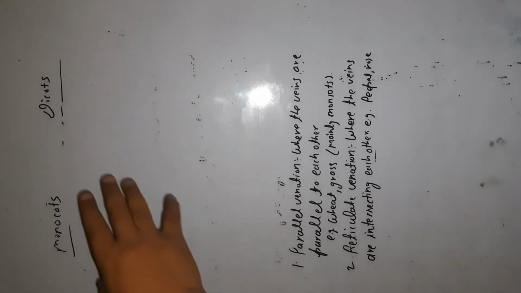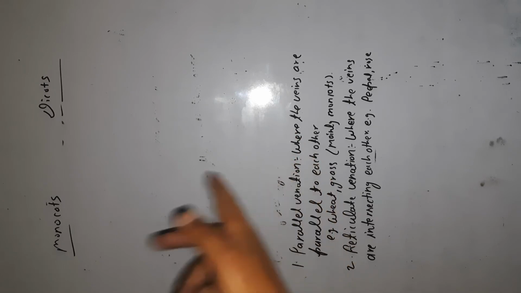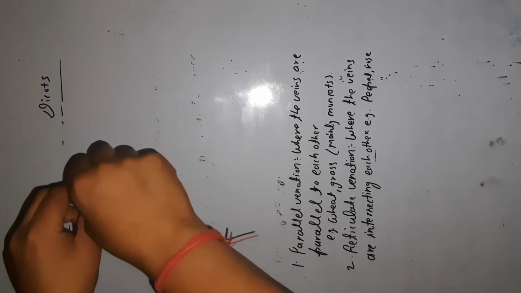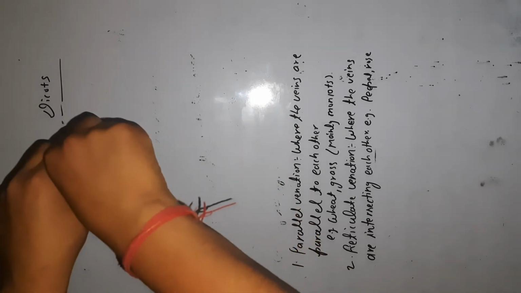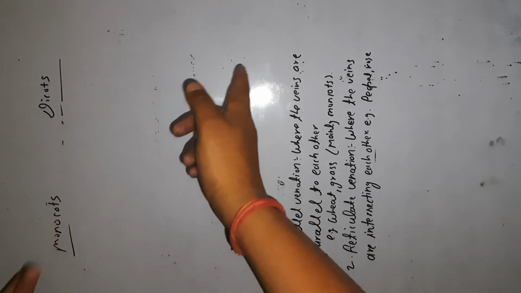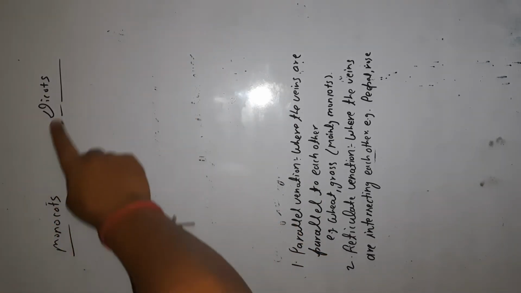Now you take a seed like pea or gram. Suppose you have a pea, and if you open the upper layer of the pea, it would be divided into two parts. Such a plant would come under the category of dicot. Are you getting the difference between monocots and dicots?